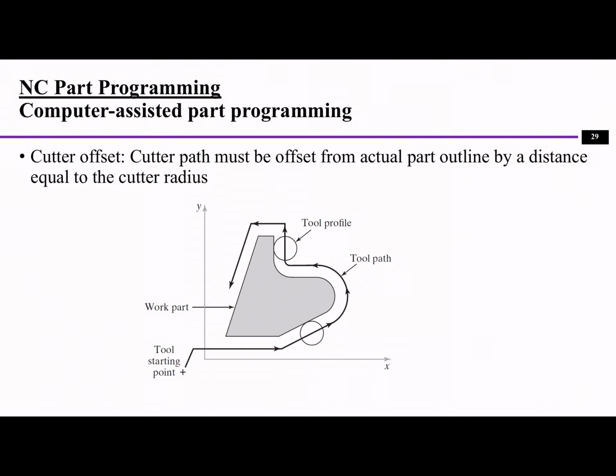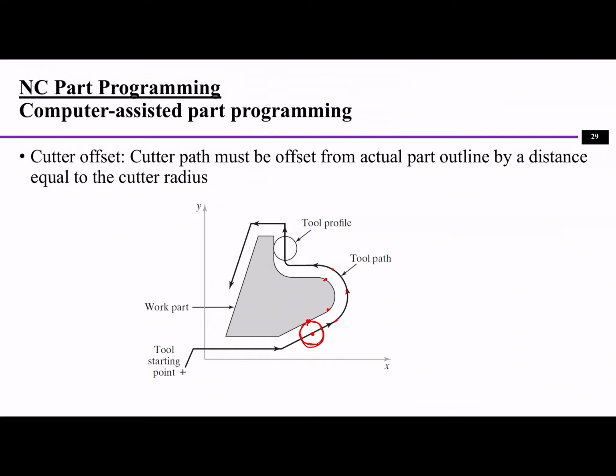Cutter offset, I actually just explained that before. Each cutter is round shaped, right? It's a circular shaped cutter. So when we are defining the tool path, we are actually talking about the position from here to here to here. Not these points, okay? Not these points.